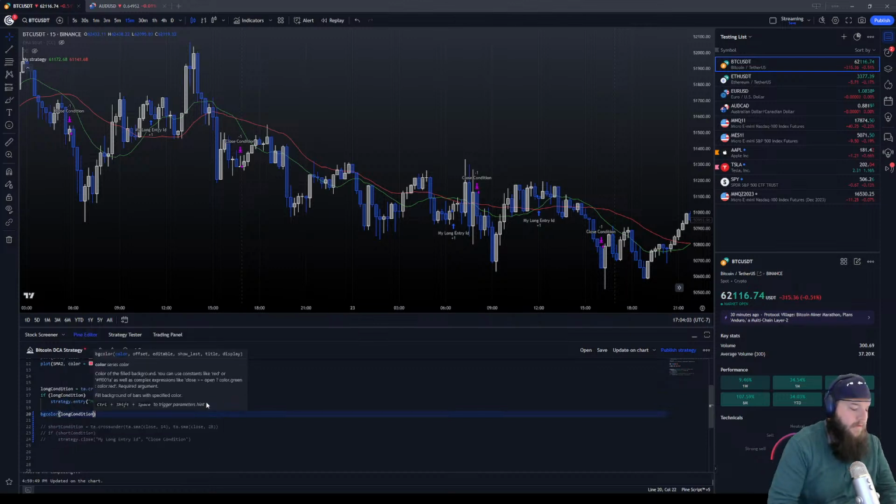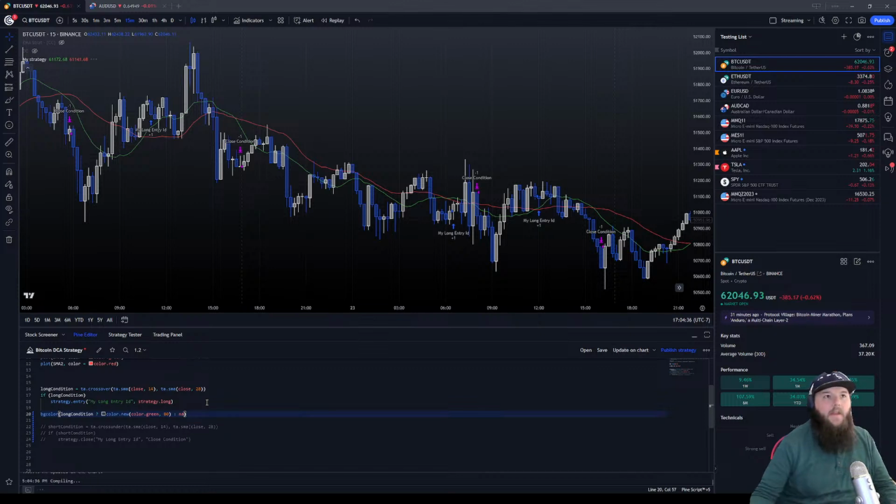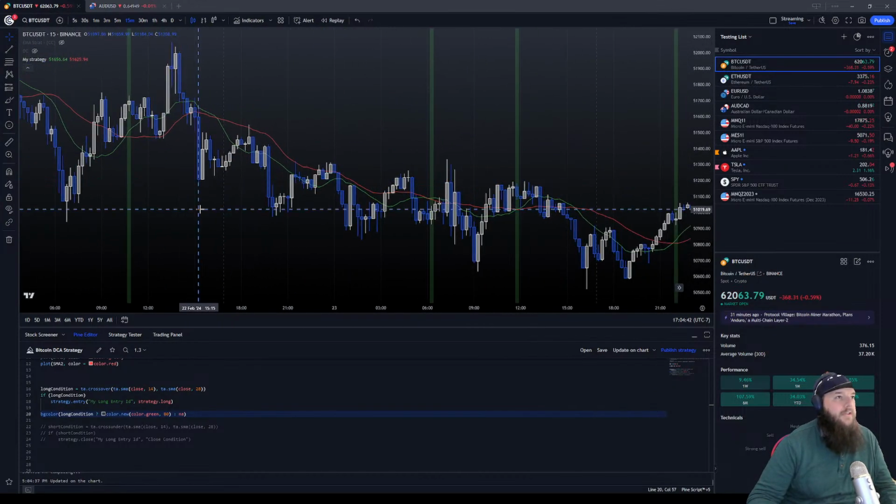Long condition. We're doing a tuple here, which is basically saying if the condition is true, we're going to give the background a new color of green with an 80% transparency. Else, if the long condition is not true, we are not going to give the background a color at all using NA. And throw a parenthesis on the end of that, update it, and now you'll see we're going to lose all the exit conditions, and now we're going to see all the entry conditions.